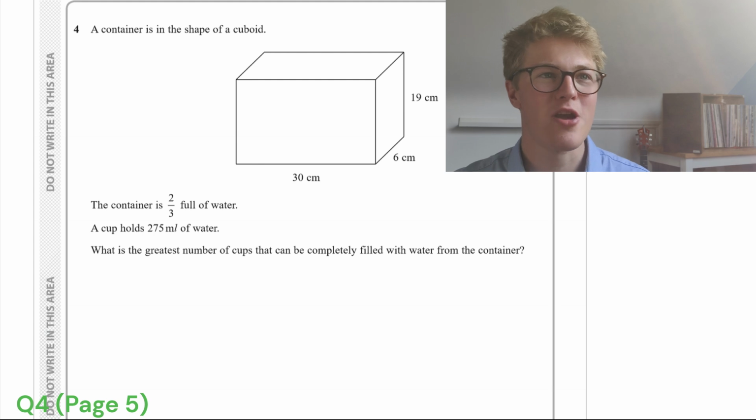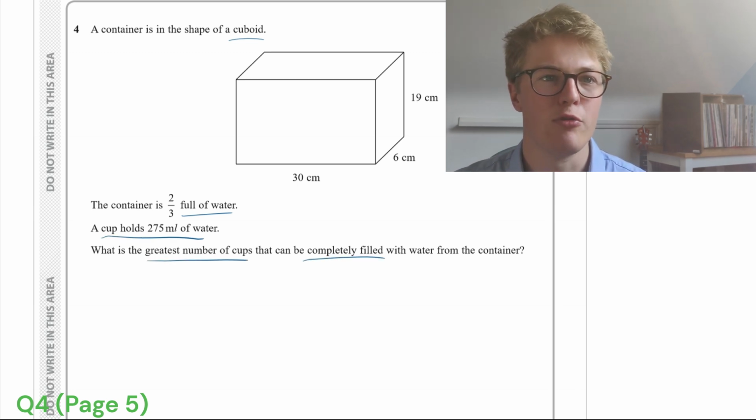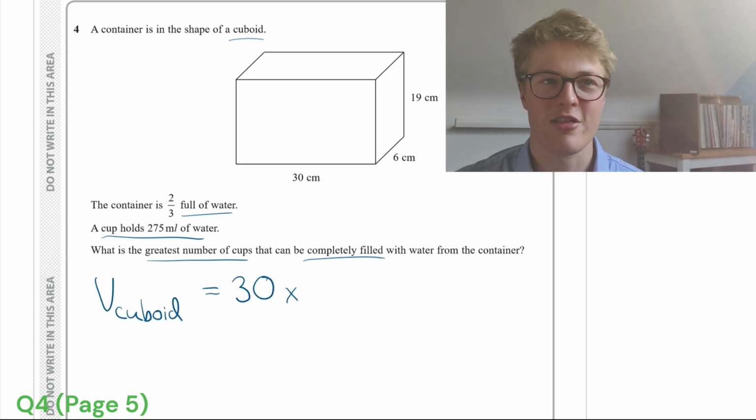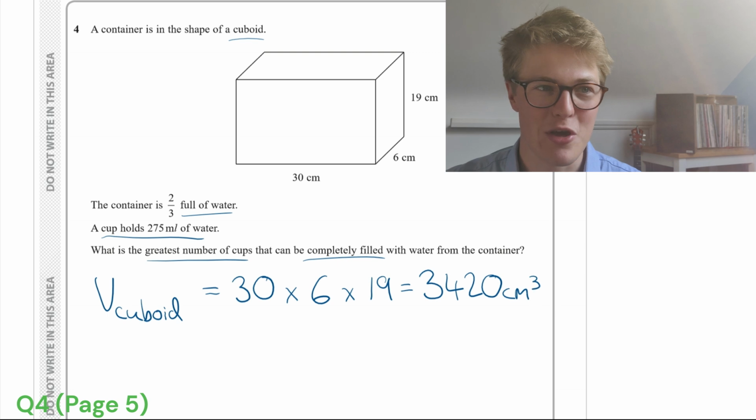A container is the shape of a cuboid. The container is 2/3 full of water. A cup holds 275 millilitres of water. What is the greatest number of cups that can be completely filled with water from the container? So the first thing to do is find the volume of the cuboid. This is going to be 30 times 6 times 19 because you've got the width times the depth times the height, and then you end up with 3,420 centimetres cubed.